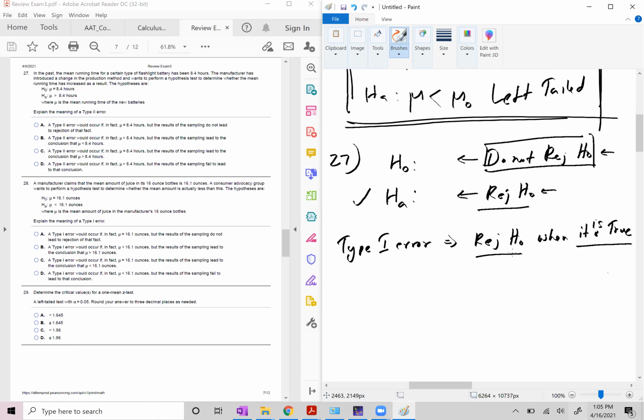And what is type 2 error? It's the opposite of this. We do not reject the null. Now we do not reject the null, that means we are saying based on the sample that the null is correct. We do not reject the null when it is false. That means actually in the population it is false. So this is based on the sample.